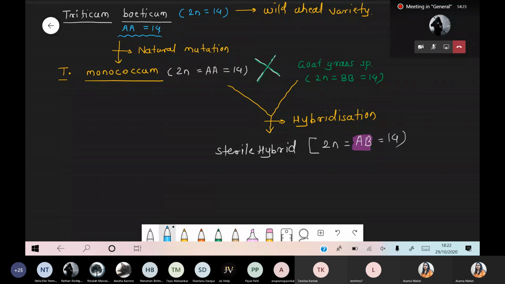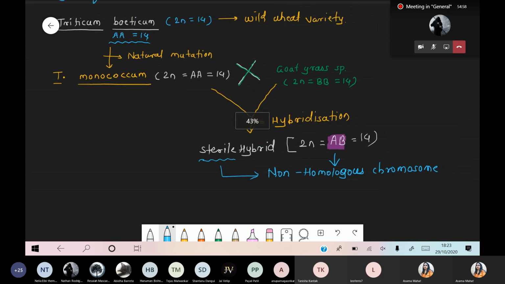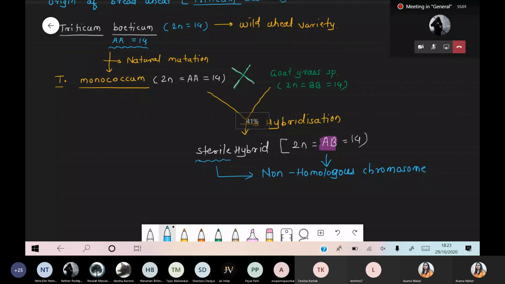But now there is a presence of genes, that is capital A, capital B. But in this scenario, these are non-homologous chromosomes. And when we say non-homologous, it means that the homologous partner is absent, right? So these are non-homologous chromosomes. And when we are talking about non-homologous chromosomes, it means that this is a sterile variety. Because if the homologous partner is absent, it means there is no crossing over, no further process. So such species are totally sterile.